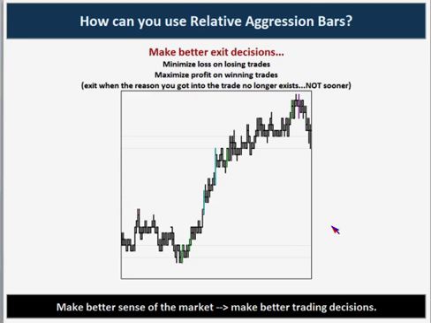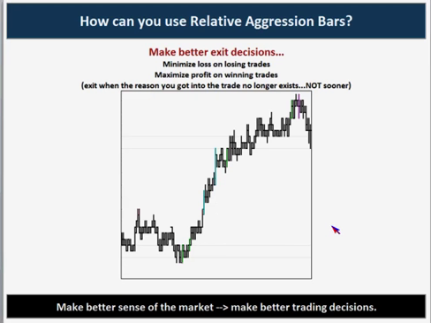So I think, as a general rule, as a trader, we probably have one of these two tendencies. The first way to overcome this is obviously to think more in terms of process, and one of the ways you can use these relative aggression bars to do so is to think about your exit process in this way.